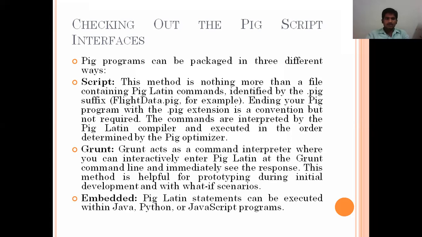Okay, then embedded mode. Embedded mode means Pig Latin statements can be executed within Java, Python, or JavaScript programs. We make them into user-defined functions, and these functions are used within Java or Python or any other programs. Similarly, we can use JavaScript inside Java. In a similar way, these Pig Latin statements can be made into user-defined functions, and those functions can be executed within Java, Python or JavaScript programs. These are the three different interfaces to run Pig scripts.